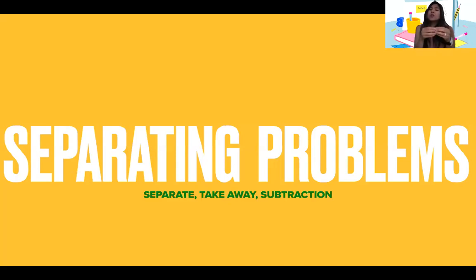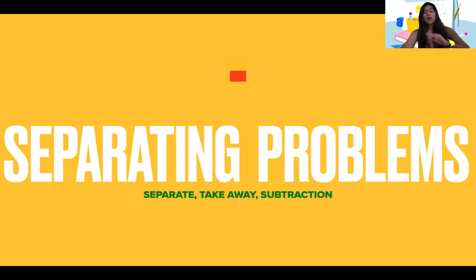And when you have to separate, when you have to take away in subtraction word problems, what symbol do you use? Think about it. Ready? In separating word problems, what does the symbol look like? Show me with your finger. Show me with your whole hand. Show me with your whole arm. You ready? Here we go. The symbol that we use is the minus symbol.